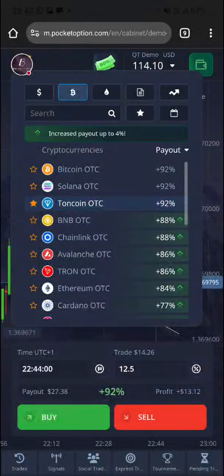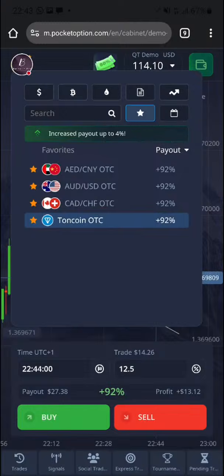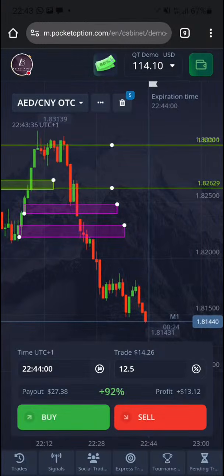Okay, this was a very beautiful trade. I'll keep this as a favorite in the market.